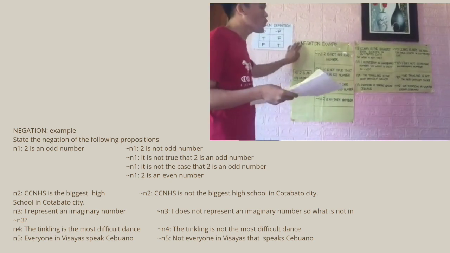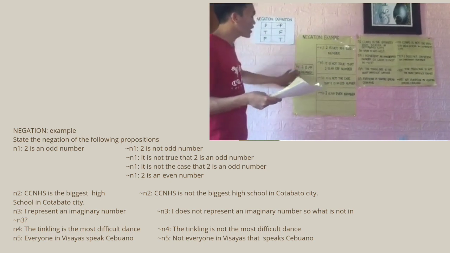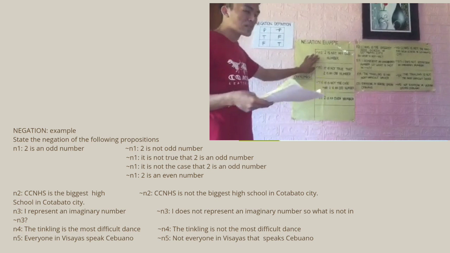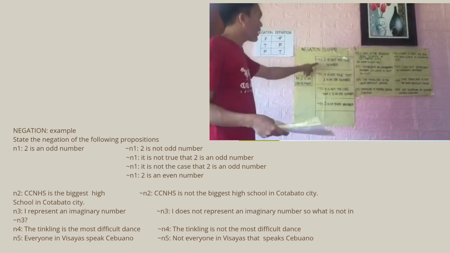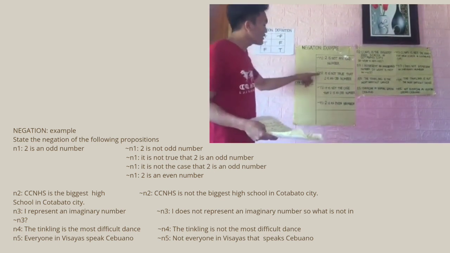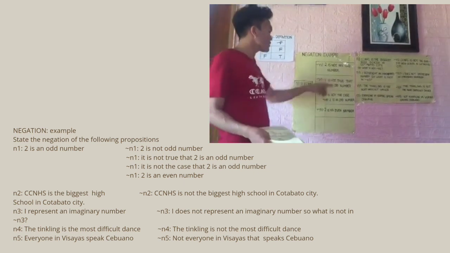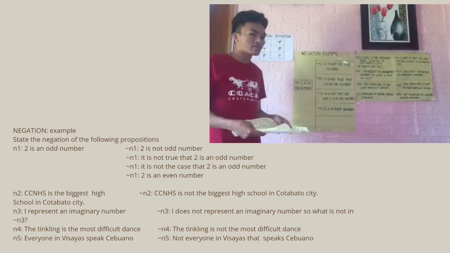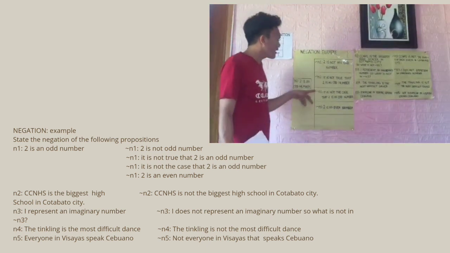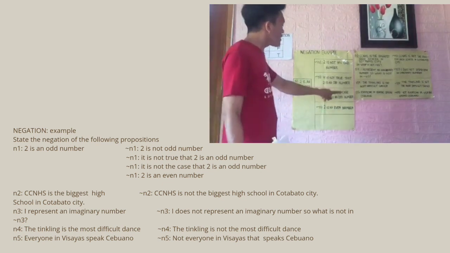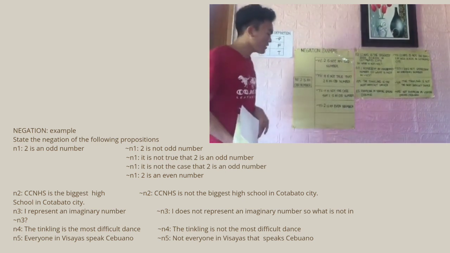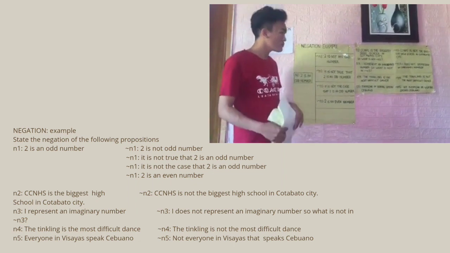Negation example. We have a given example of negation. Number 1: 2 is an odd number. So what is the negation of this? 2 is not an odd number. Another: it is not true that 2 is an odd number. And the next: it is not the case that 2 is an odd number. The last is: 2 is an even number.